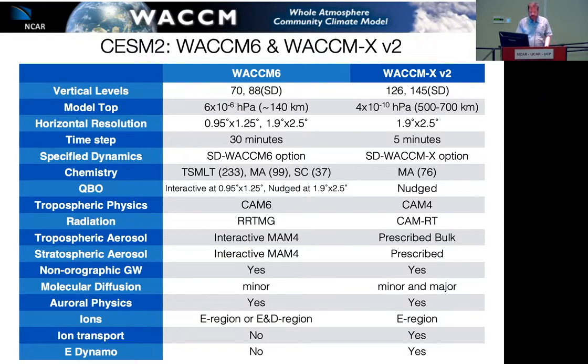WACCM-6 runs at 2 different horizontal resolutions, basically approximately 1 degree or approximately 2 degrees, 1 by 1 or 2 by 2. Details are shown there. WACCM-X basically runs at 2 degrees. And the time step for WACCM-6 is the same as CAM, 30 minutes, but WACCM-X uses a 5-minute time step because of faster processes happening in the upper atmosphere. And then you can look at all the different details there comparing these models.